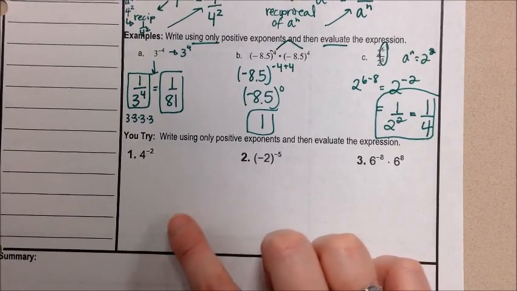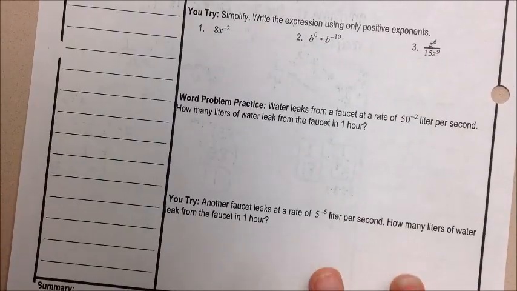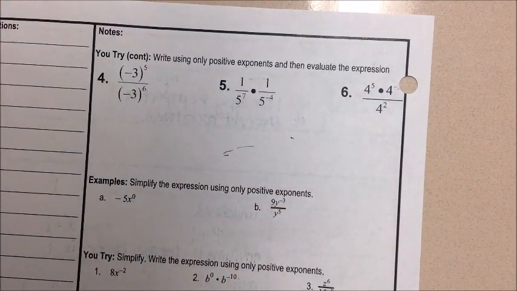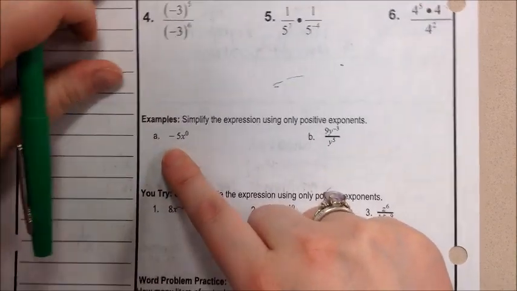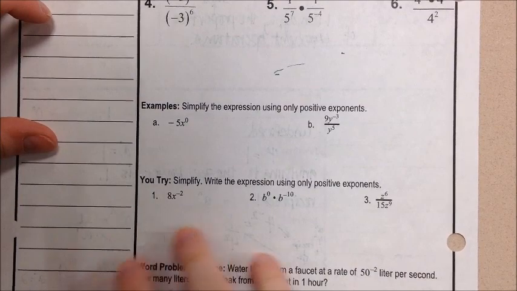Okay, go ahead and do these You Tries. There's a couple more here too, 4, 5, and 6. Okay, next examples. I have negative 5x to the 0.